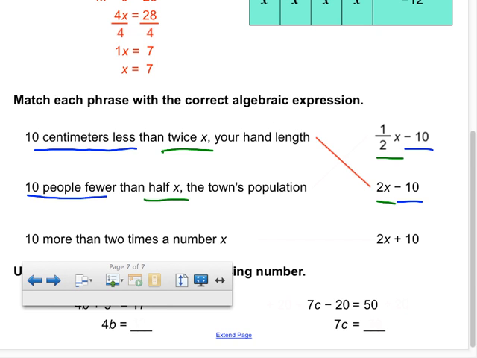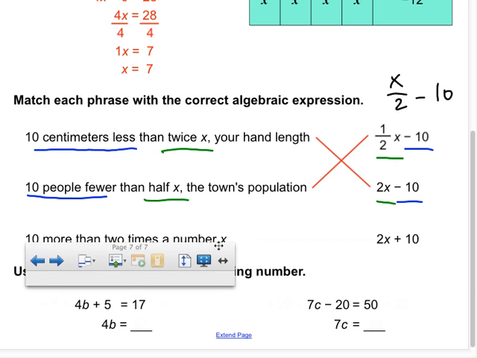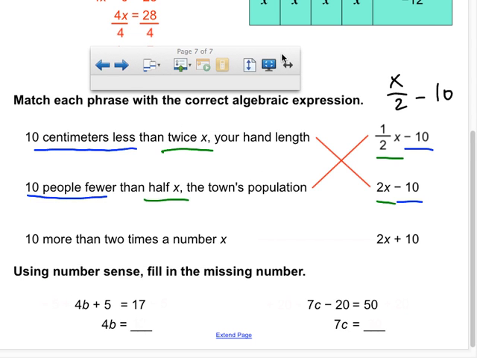Now, they could have rewritten this expression another way. How could they have rewritten this expression another way? Anybody have an idea? Couldn't I have written it this way? x over 2 minus 10. Isn't that the same expression? Okay. And then the last one is kind of given, 10 more. So here you have 10 more, plus 10, then 2 times a number x. Okay.